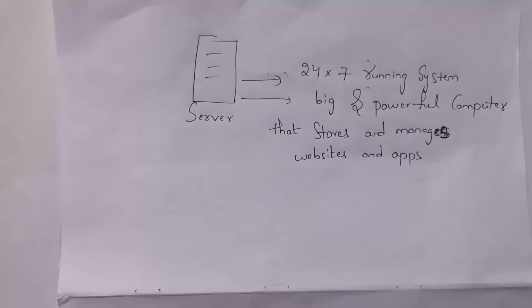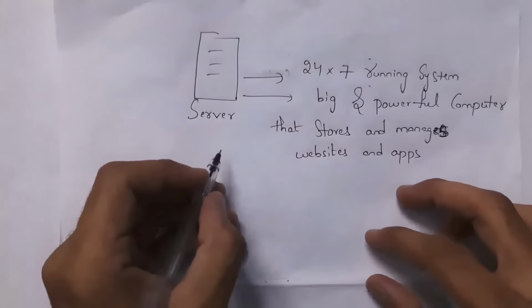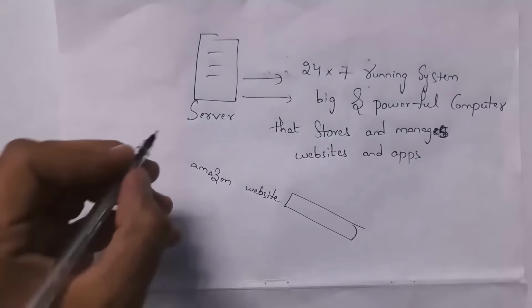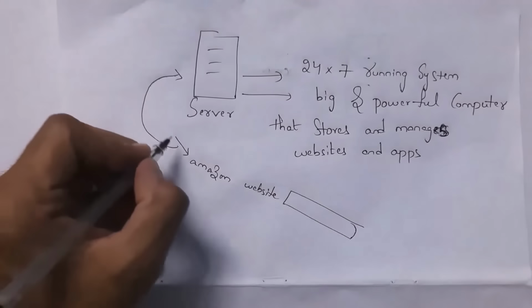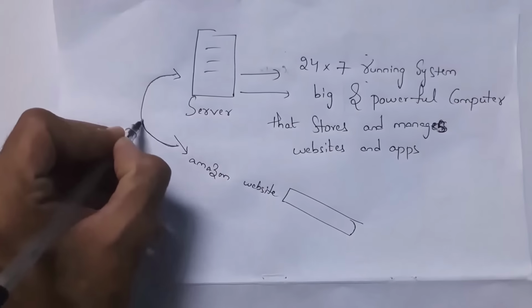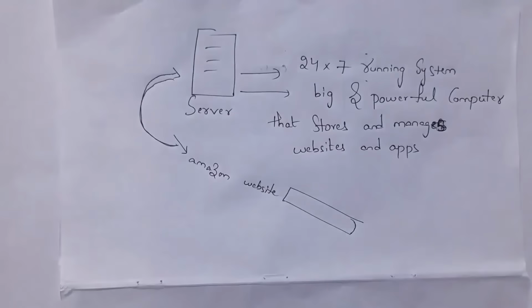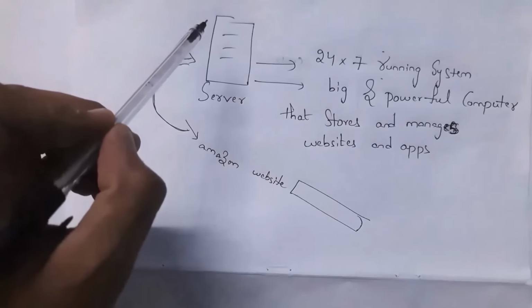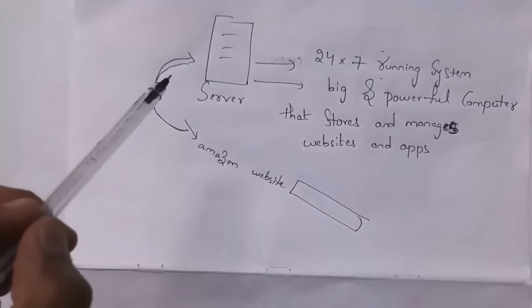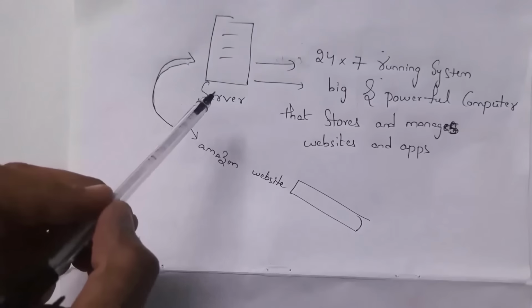Guys, I will give one real-time example so that you can clearly understand the use of a server. For example, consider the Amazon website. Anytime you open the Amazon website, you can access it because it is stored on a server and this server is managed by the Amazon company. If there is a problem in the Amazon server, you cannot access the Amazon website. That is why servers must work 24/7.